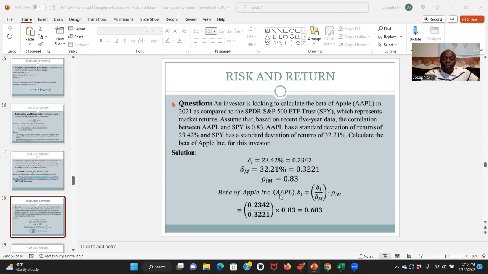So the beta for Apple Incorporated is equal to, you plug it into this formula, delta I by delta M times rho IM, where delta I is this one here, delta M is this one here, and rho IM is this. So let's plug it in. I'm going to show you the calculation using a calculator.